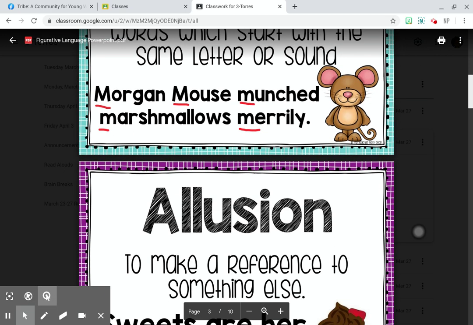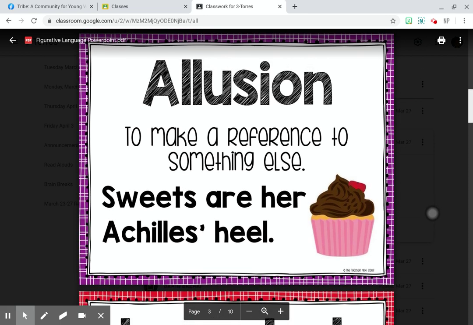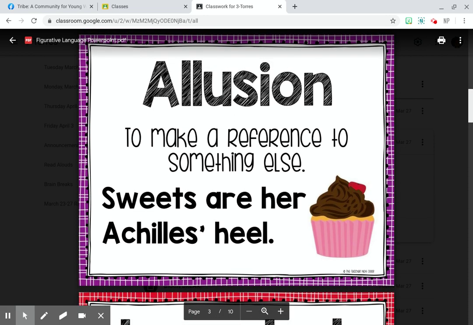Let's move right along to allusion. Allusion is where you make a reference to something else. Sweets are her Achilles heel. Now, when someone refers to an Achilles heel, they're talking about something that makes them weak. So, sweets are her weakness.